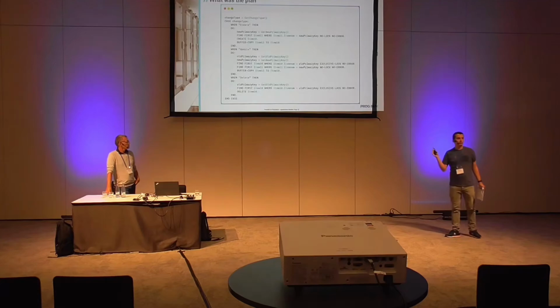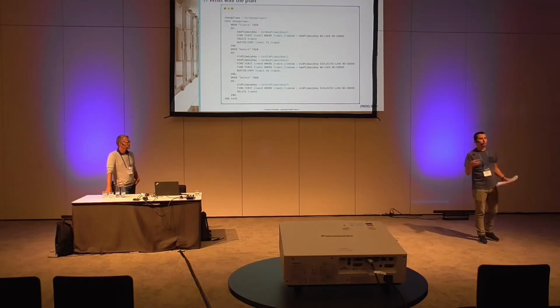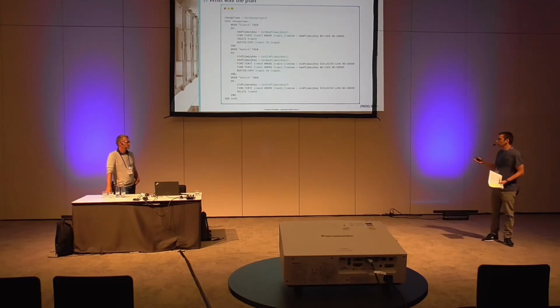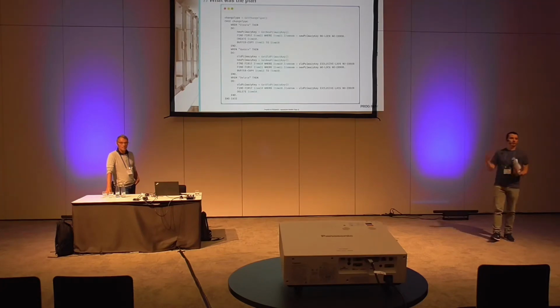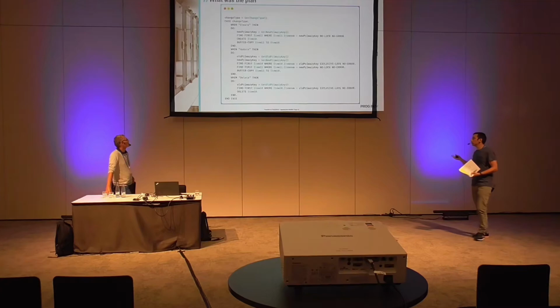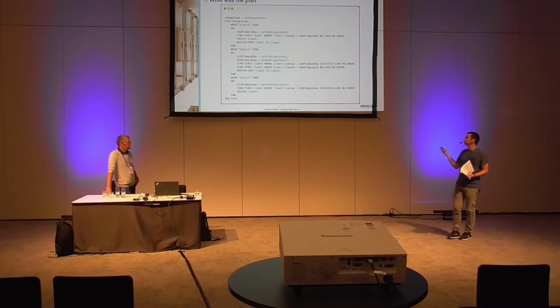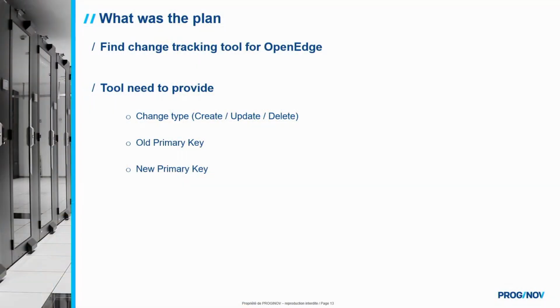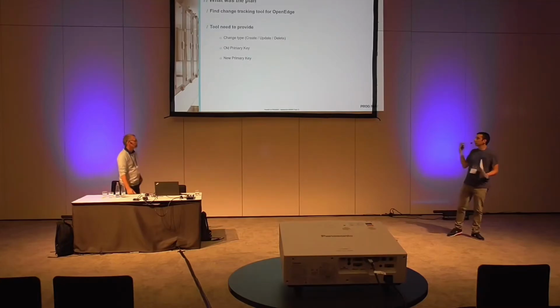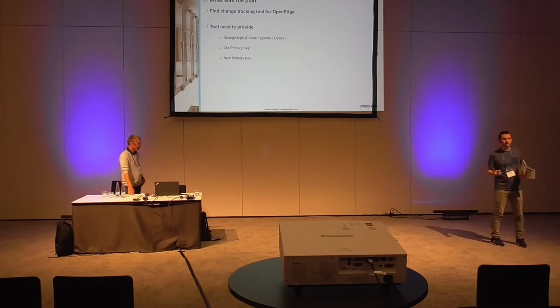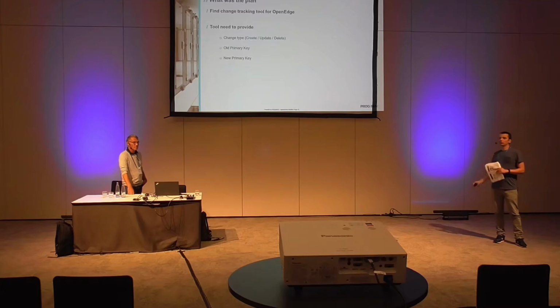Be careful in case of update, the identifying field, so your primary key, could have changed with this update, so you have to retrieve the before and after value of the changes. So now the only missing thing is a change tracking tool. This tool must provide three things: the type of change, if it's an update, create, or delete, and the before and after value for the primary key.